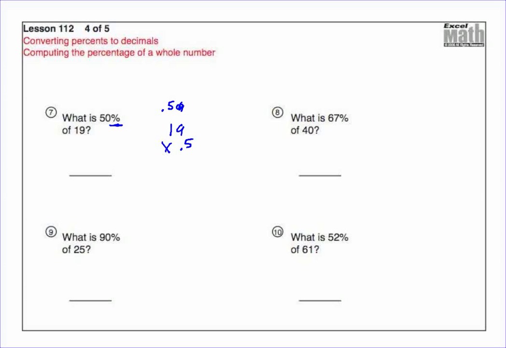I like putting the single digit number down on the bottom. It seems to go a little quicker. 9 times 5 is 45. Carry the 4. 1 times 5 is 5 plus 4 is 9. And then I have to move my decimal point over halfway. And think about this, 50% means a half. Most of you know that if you do a half of something, that's 50%. And half of 19 is 9.5. That makes perfect sense because half of 20 is 10, so half of 19 would be 9.5.